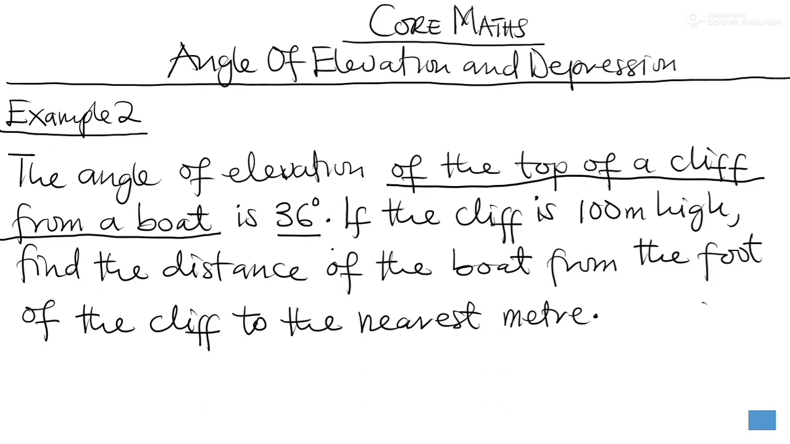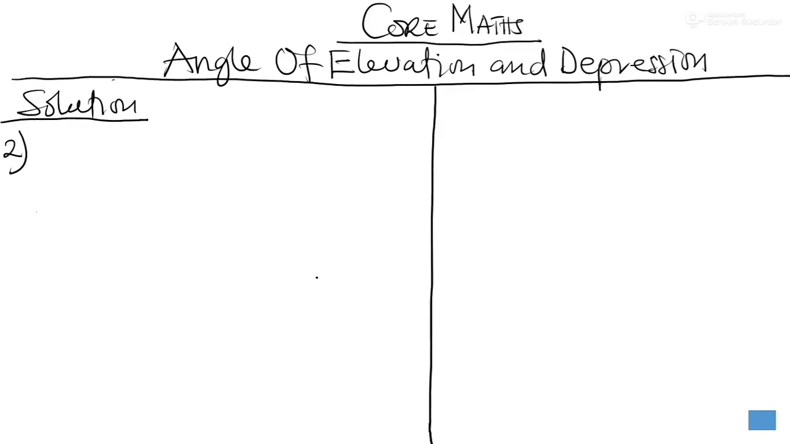Okay, good. So now we have identified our point of observation and the object, and we have our value. We have the height of the cliff. So now let's draw the diagram. We'll need a boat. So this is our boat. Then we'll need the cliff. So this is the cliff.